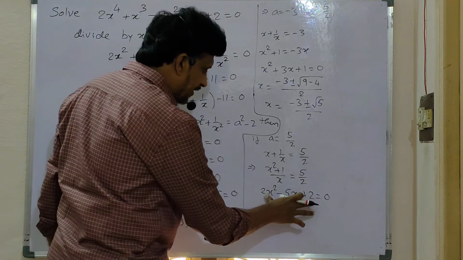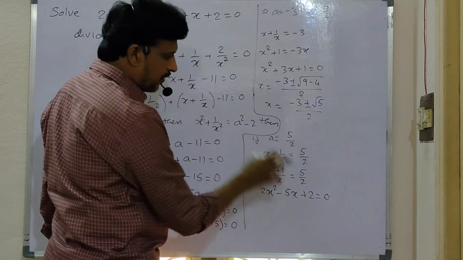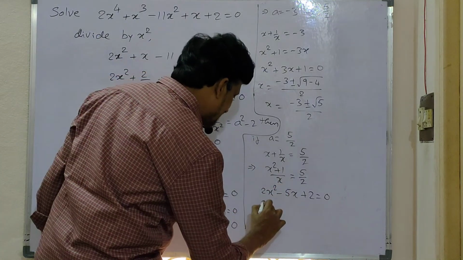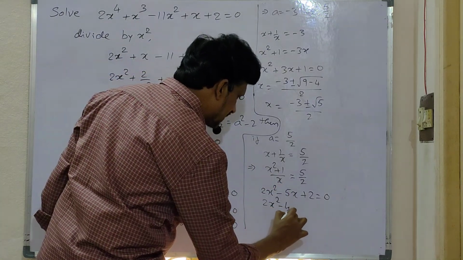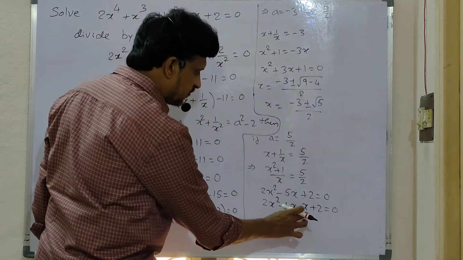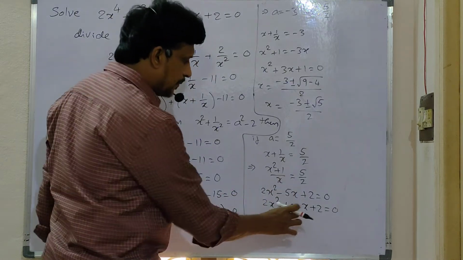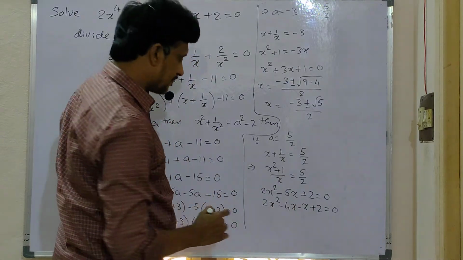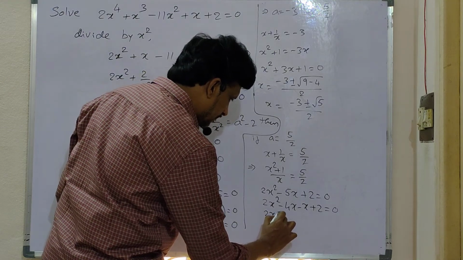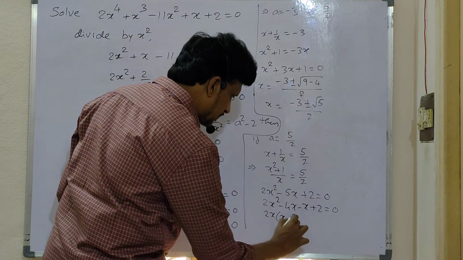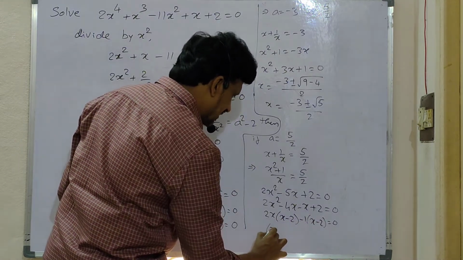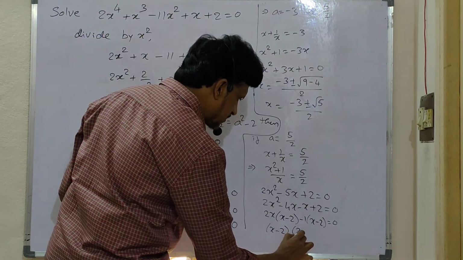Okay then, 2 into 2 is 4, 4 into 1 is 4, 4 plus 1 gives 5, minus into minus is plus. So you can write this by factorization. 2x square minus 4x minus x plus 2. Observe this one, minus 4x minus x gives minus 5x, product gives 4x square. So then this will be 2x into x minus 2 minus 1 into x minus 2 is 0. That is x minus 2 into 2x minus 1 is 0.